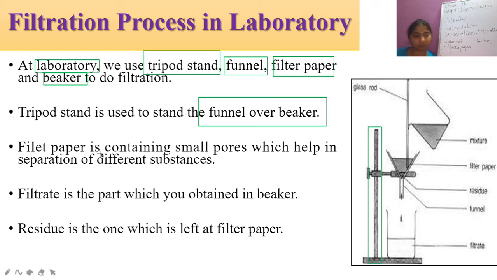Okay. Now let me take another color. And filter paper, it contains small pores which help in separating. So this is a filter paper, it is being used here. Okay. Then we have a filtrate. Filtrate is the part which you obtain in the beaker. So where is the filtrate? So at the bottom part you can see this is the filtrate, right?